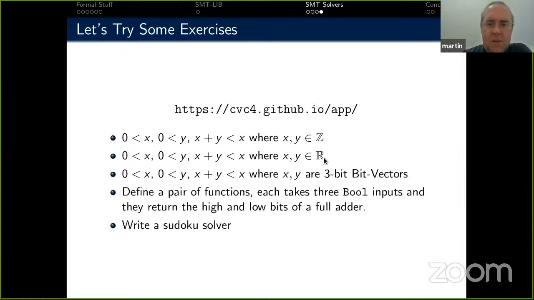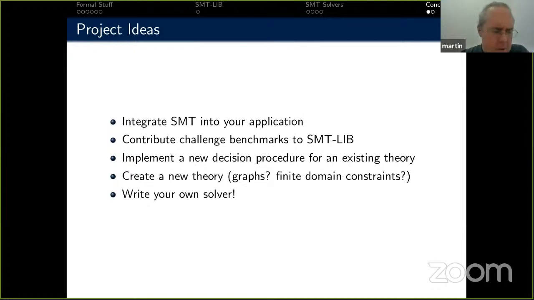Cool. So that's some exercises for you to try out. Project ideas: there are loads and loads of cool things you can do here. One obvious thing: if you are building any kind of theoretical computer science tool, if you're generating a formula at some point, try integrating an SMT solver. It's good practice, it's really straightforward, and it suddenly gives you this extra capability. You can focus on generating the formula without having to think about what you do with the formula.